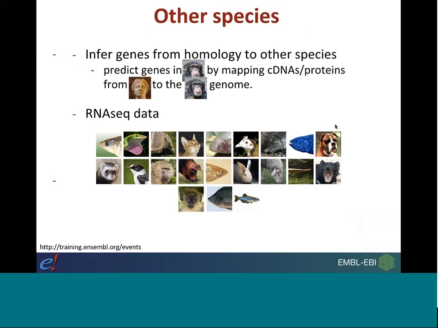For other species, we get a little bit more creative. For example, one thing that we can do is to infer gene models based on homology. So we can predict genes in the chimp by mapping human cDNAs and proteins onto the chimp genome to make our gene model predictions as well. One thing that we also incorporate is RNA-seq data. This is something that's becoming generated more and more frequently these days and is more and more available. And where it is available in these INSDCs, we use the RNA-seq data for the species that we annotate as well.